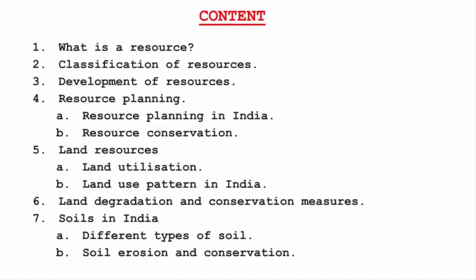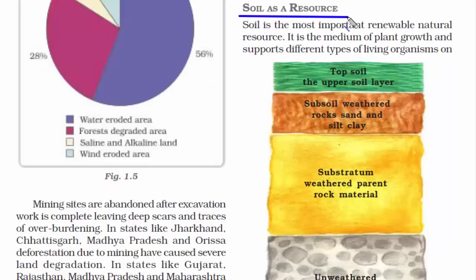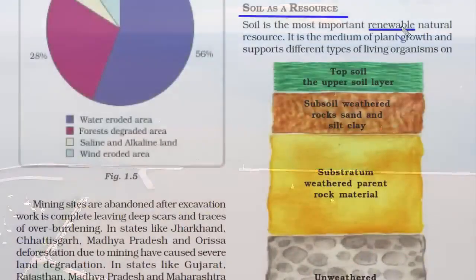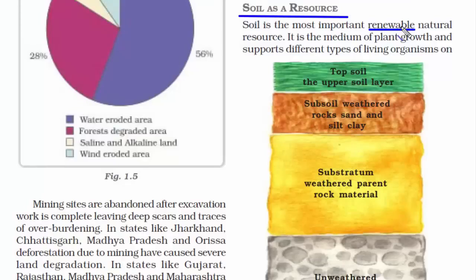And the last topic of this chapter is soils. So after land, it is the soil that is the most important resource. And it is also a renewable resource, remember that. Renewable means replenishes. So how do we get soil? Soil is brought down by the running flow of rivers. So every time a river flows, it brings a large chunk of plain soil. That's why it is called a renewable natural resource. Now it is very important for plant growth, as well as it supports many types of living organisms.